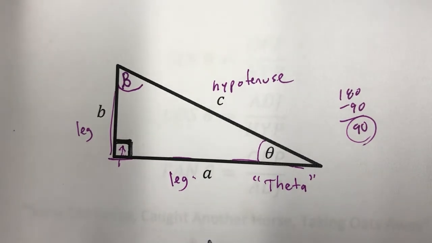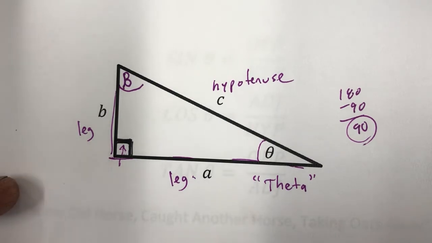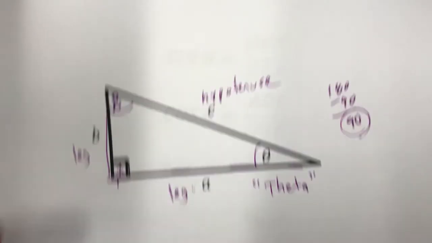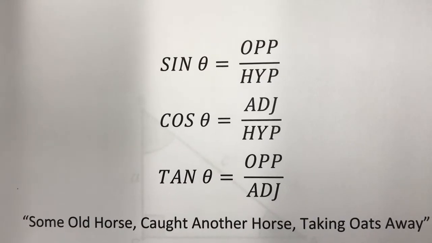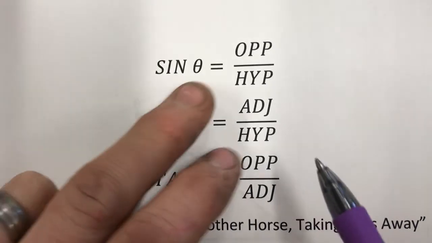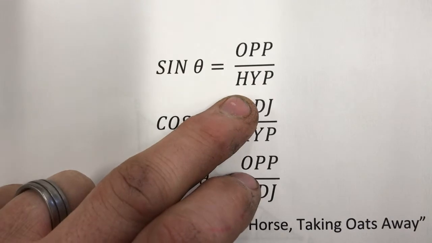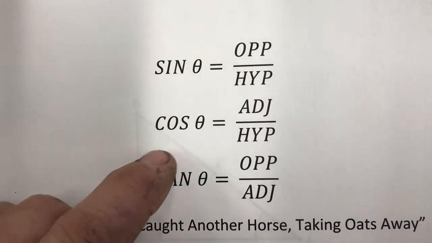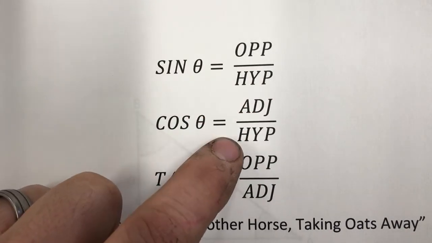All right, well, in trig, we have these special ratios. And so we have sine, cosine, and tangent. These are our ratios. Sine is the opposite leg over the hypotenuse. Cosine is the adjacent leg over the hypotenuse.